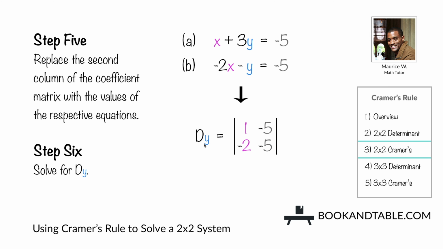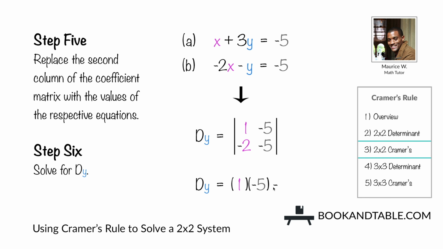So the determinant dy is equal to this 2x2. Column 1, we have positive 1, negative 2, the coefficients of our x terms. Column 2, we have negative 5, negative 5, the total value of the equations, not the coefficients of the y term. And now step 6, we can solve for dy by multiplying 1 times negative 5.